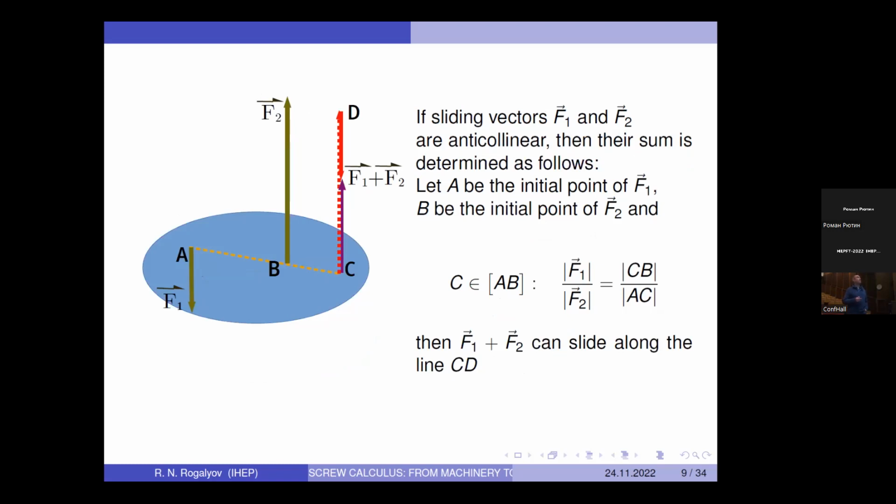When forces are directed in opposite directions, their sum is also a sliding vector. However, if the magnitudes of these forces come close to each other, this sliding vector moves to infinity. However, the sum of antiparallel forces is also a force, and in this case, the moment of these forces equals the moment of the resultant force about any point in this plane.